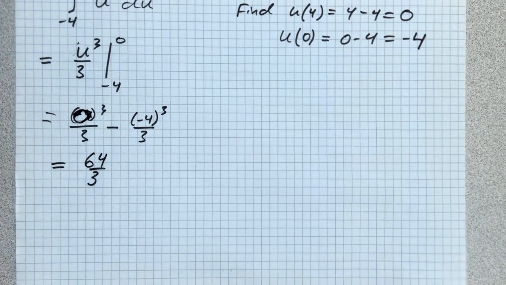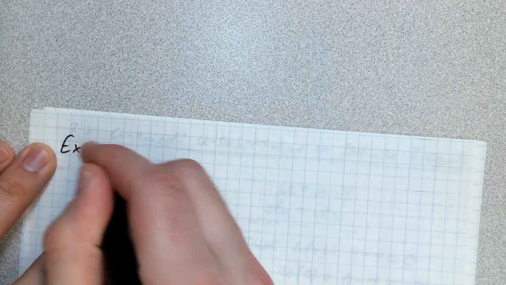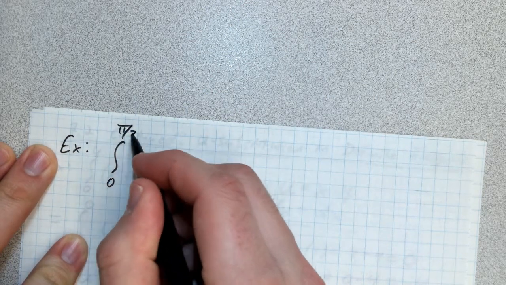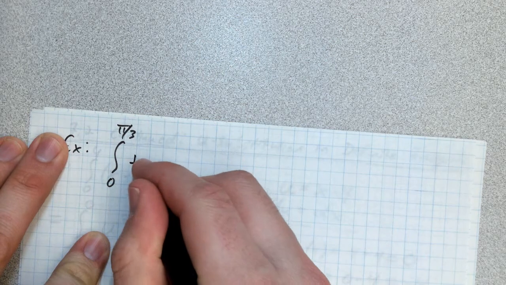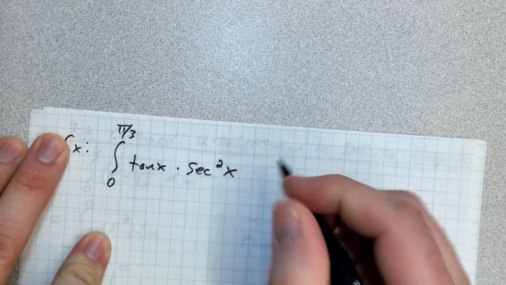All right. So let's do another one. Let's go on to a different example. Let's bring in some trig functions here. So let's do the integral from 0 to pi over 3 of tangent of x times secant squared of x dx.